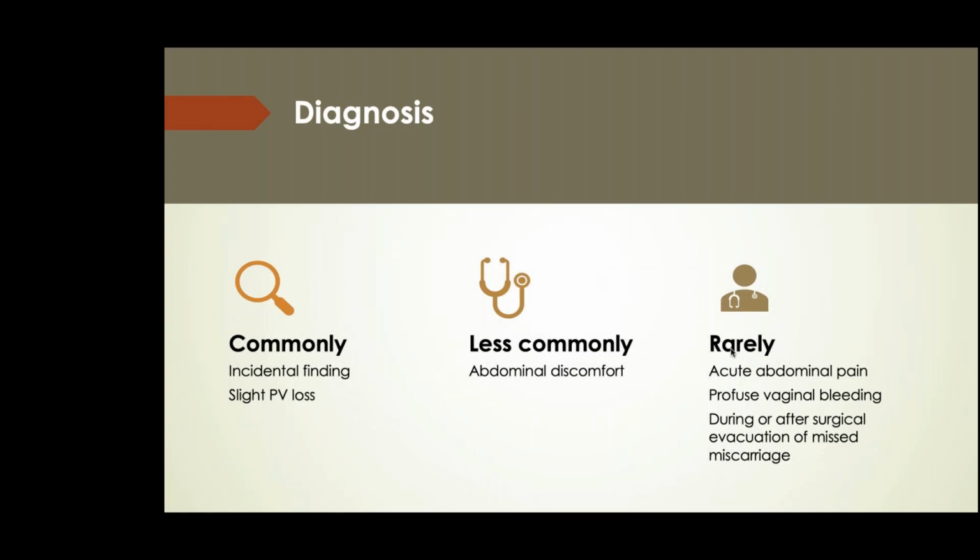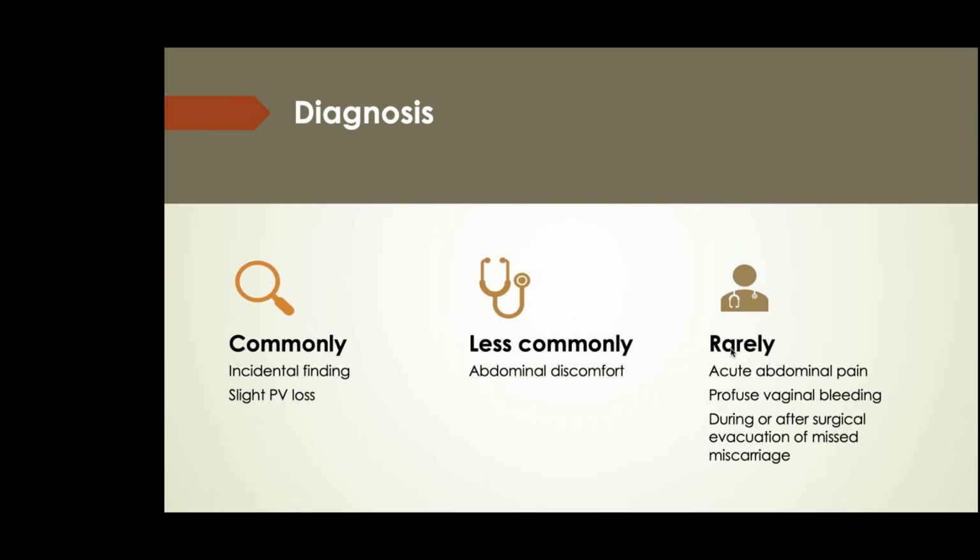How does cesarean section scar pregnancy present to us? First, and most common, it is diagnosed incidentally. So a woman comes in her first trimester for an ultrasound to follow up her pregnancy, and you find the sac is implanted lower down in the uterine cavity. So you start to think whether it is a cesarean section scar or not. So incidental finding is the most common, followed by slight vaginal bleeding.